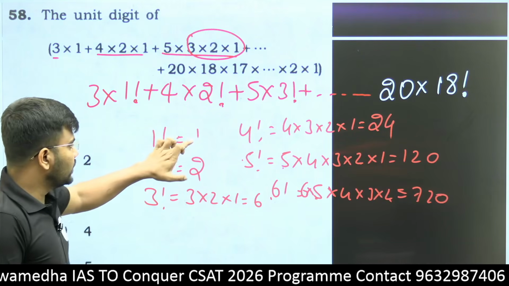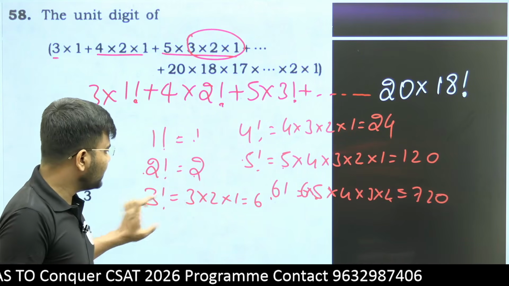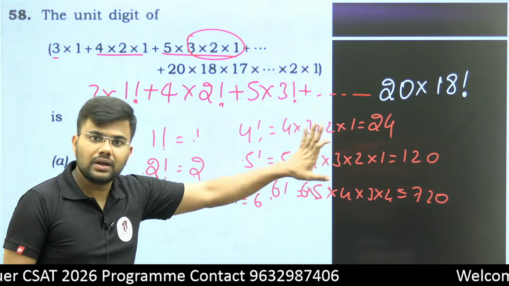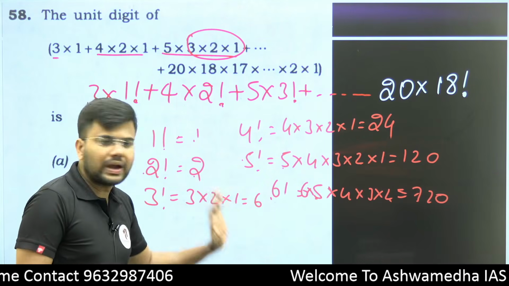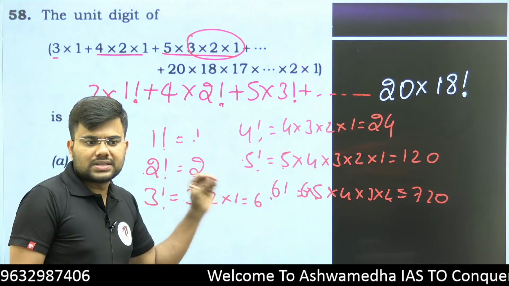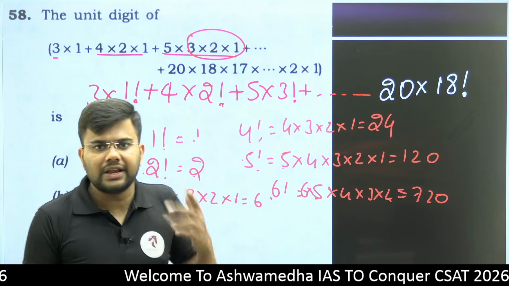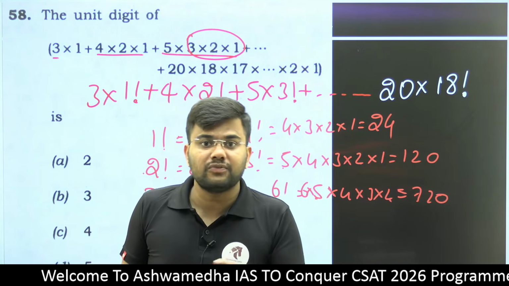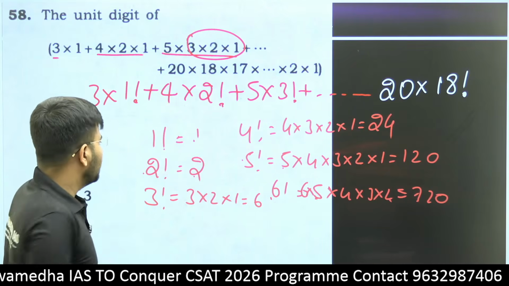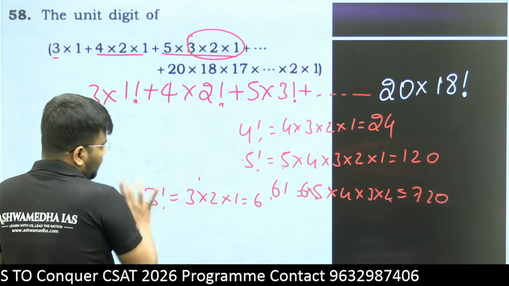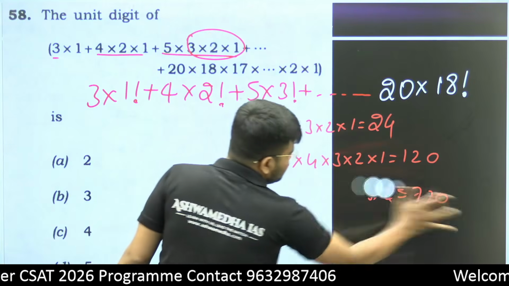1 factorial unit digit is 1. 2 factorial, 2. 3 factorial, 6. 4 factorial unit digit would be 4. 5 factorial unit digit would be 0. 6 factorial unit digit would be 0. 7 factorial unit digit would be 0. 8 factorial 0. 9 factorial 0. 10 factorial, there come 2 zeros. We'll see those questions separately. I hope it's clear. Now, if you find out the unit digit of these numbers, look here.